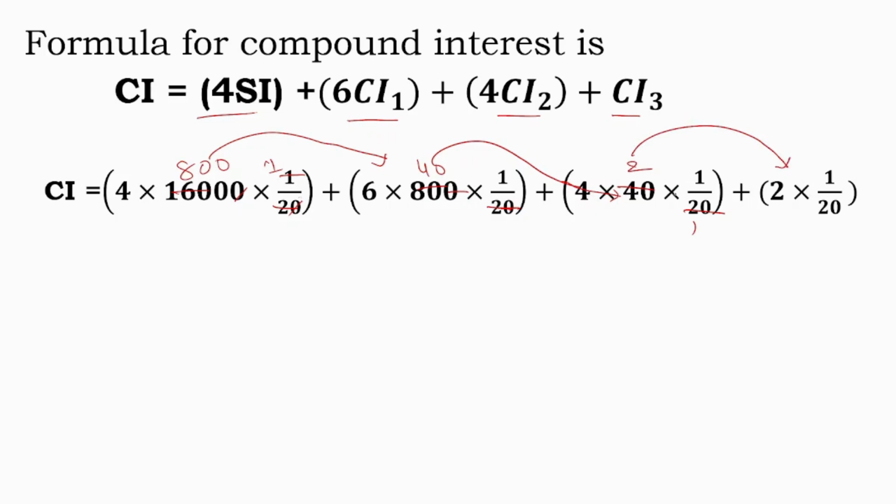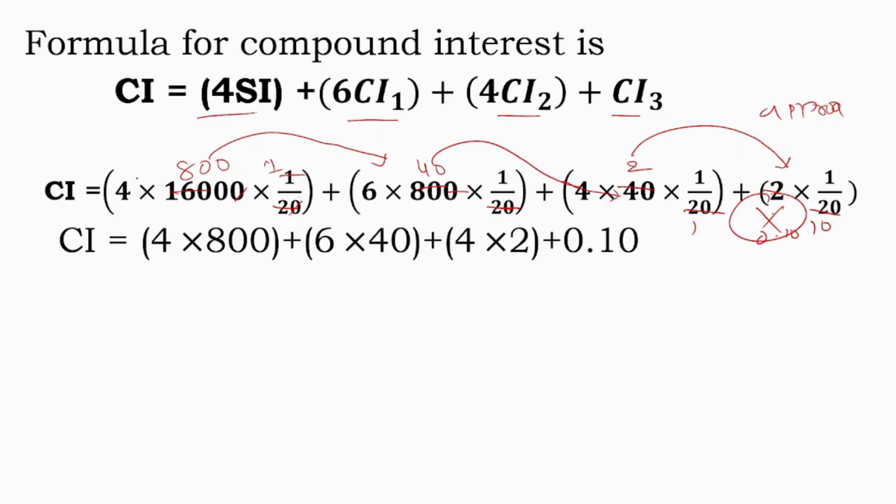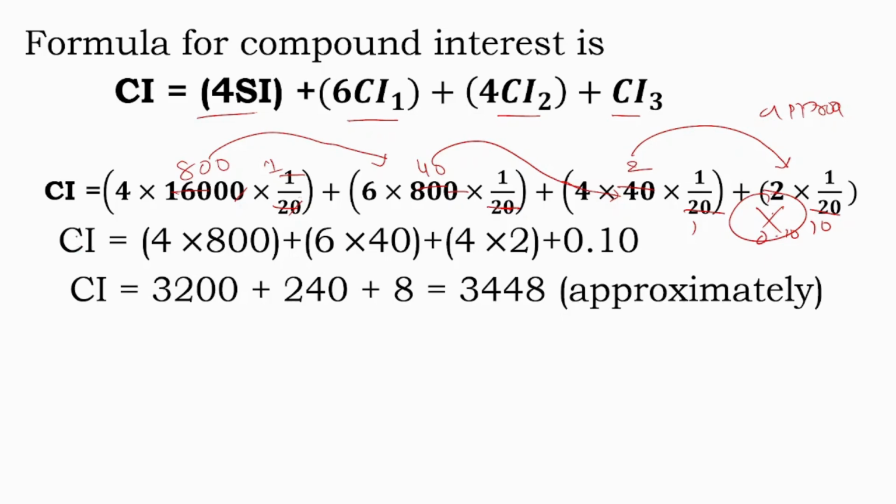And the compound interest 3 on this 2 rupees is 2 by 20, which is 1 by 10, equal to 0.10, but we need an approximate amount. So this 10 paise will be eliminated. Now the computation: 4 into 800, 6 into 40, 4 into 2, plus 0.10 paise. The approximate amount: 4 into 8, 4 eights are 32, 3,200; 6 fours are 24, 240; and 4 twos are 8.